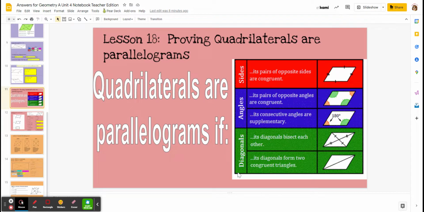Remember, you need to use one of these properties in order to prove it's a parallelogram. You either have to have opposite sides being congruent, or pairs of opposite angles that are congruent. Consecutive angles are supplementary. If the diagonals bisect each other, then you know it's a parallelogram. And if the diagonals form two congruent triangles, that again would give you a parallelogram.